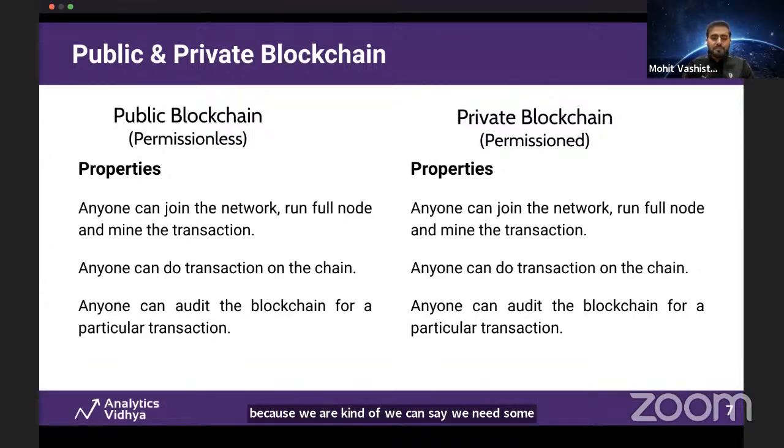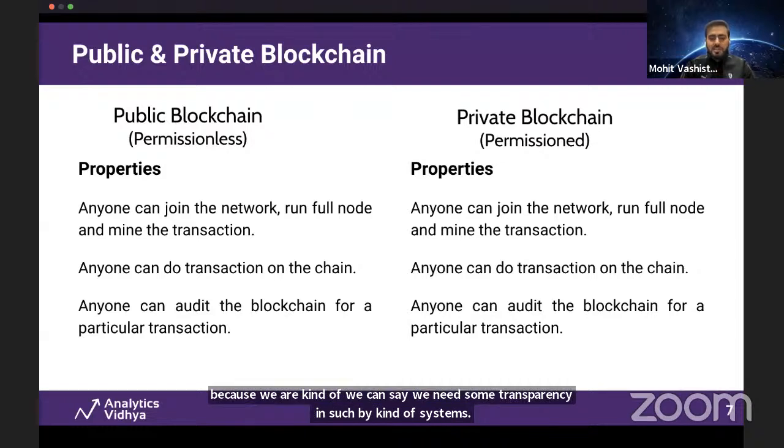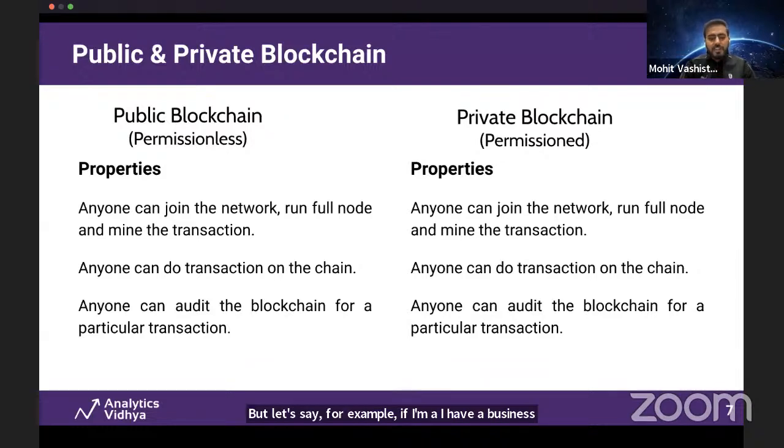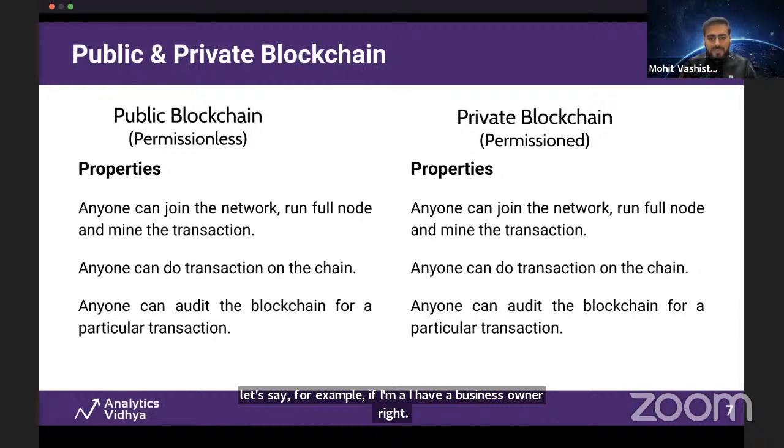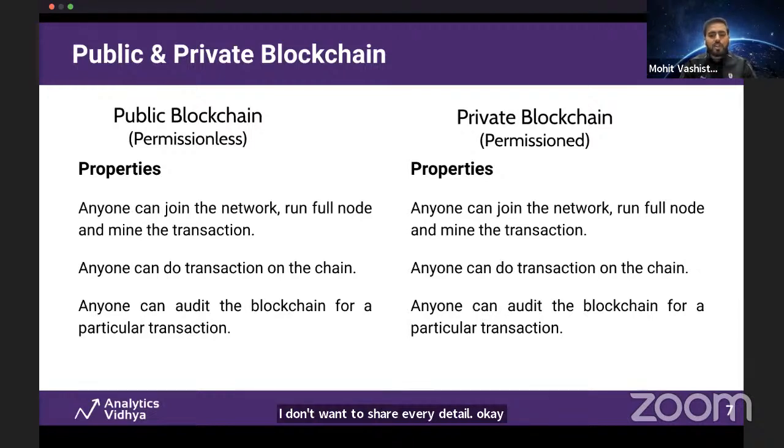But let's say, for example, I'm a business owner. I don't want to share every detail of my business, because there are a lot of competitors. Let's take the example of e-commerce itself. Amazon is there, Flipkart is there, then there are a lot of other smaller players like Myntra. One competitor doesn't want to lag behind the other; they want to be ahead. So they will not share sensitive data.